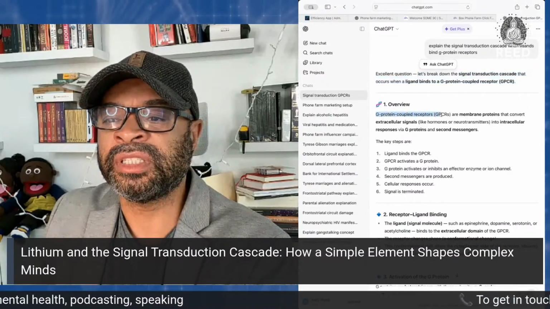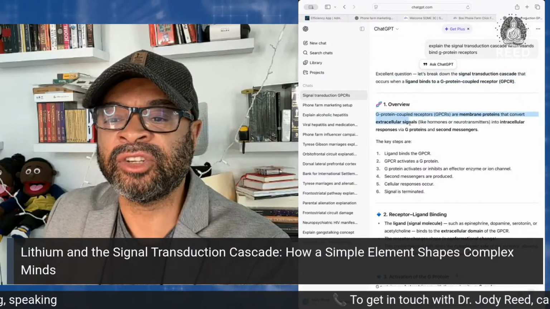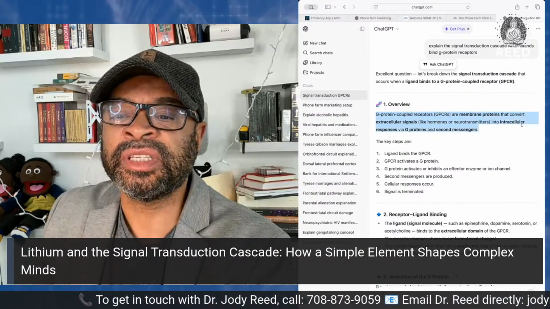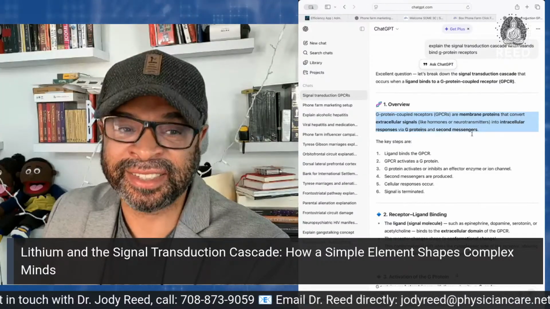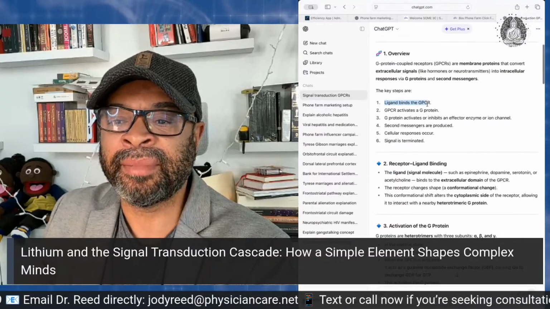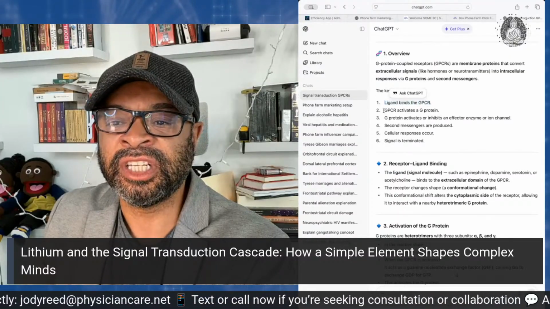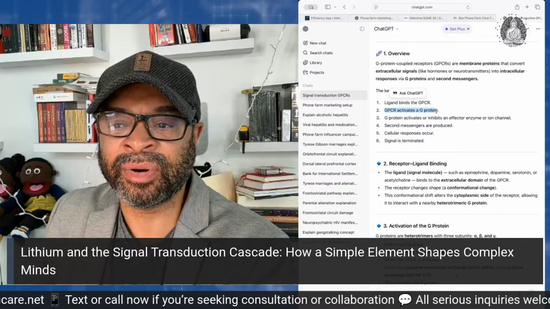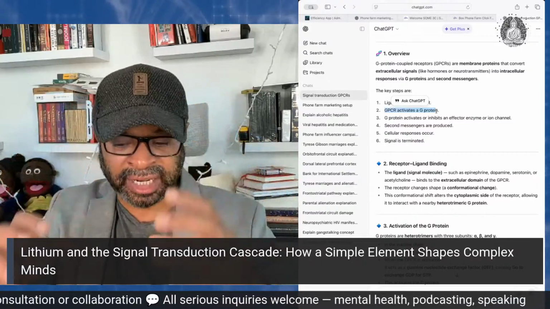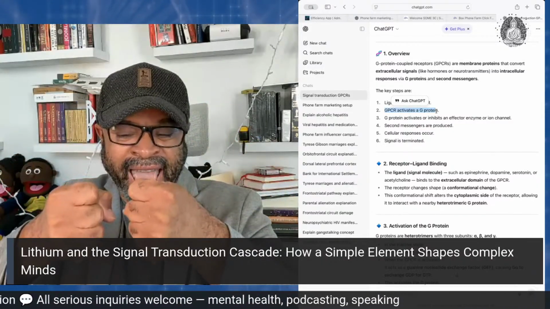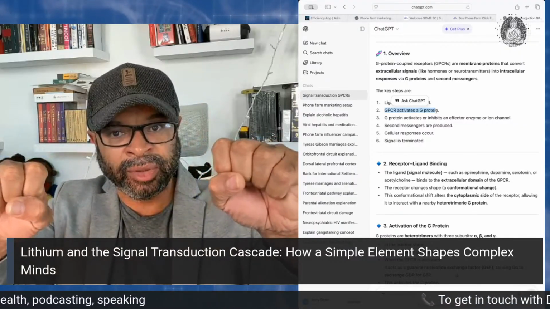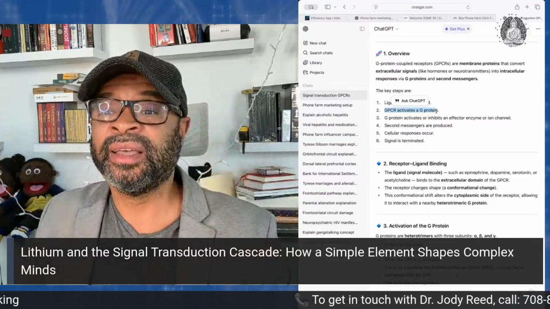G protein coupled receptors are membrane proteins that convert extracellular signals like hormones or neurotransmitters into intracellular signals via G proteins and second messengers. You got me now? Right. The key steps: the ligand binds to the G protein receptor. The receptor activates a G protein, right? The G protein has subunits that are inactive when bound to it. The conformational change results in release of the subunits, and they go on and start doing their thing, right?